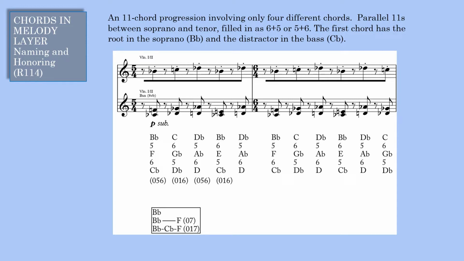If we focus in on the first chord, we see that it is built on a perfect fifth, B flat F, with B flat as root. The dissonant distractor, C flat, is in the bass. B flat is both the root of this chord and the centric tone for this section of the naming and honoring of the chosen one.